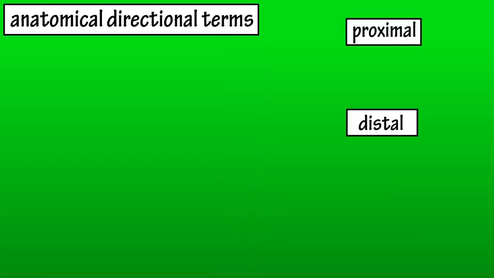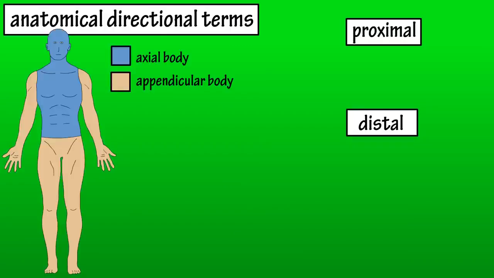Next is proximal and distal. Proximal and distal are terms that are usually used when describing parts of the appendicular body. Remember that the axial body consists of the head, neck, and trunk, and the appendicular body consists of the limbs, or appendages that are added to the axial body.